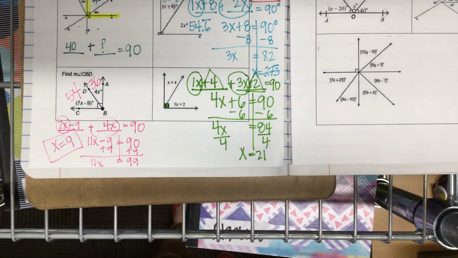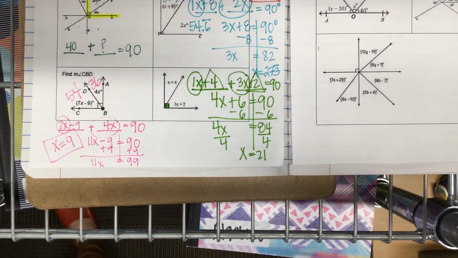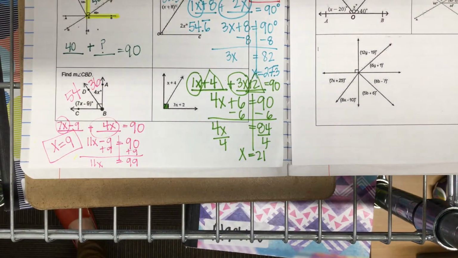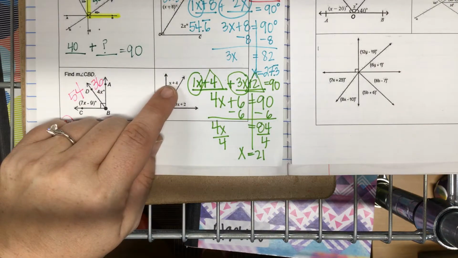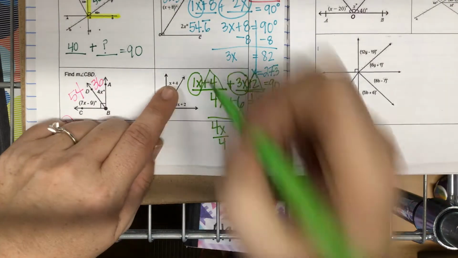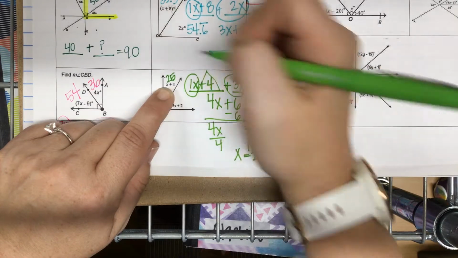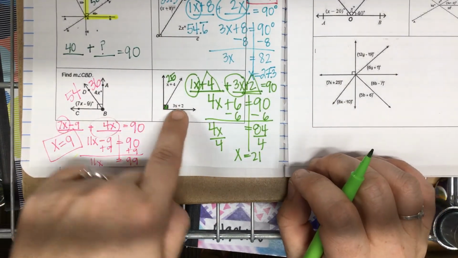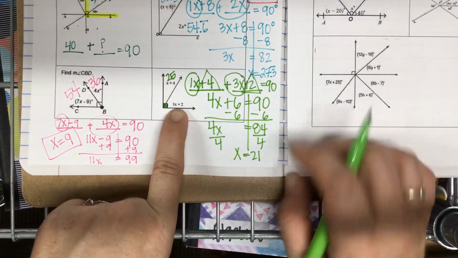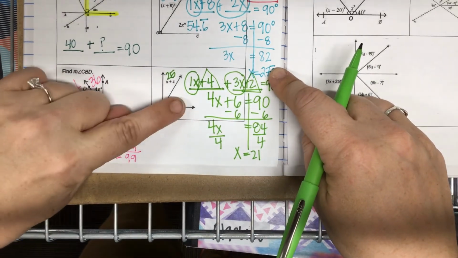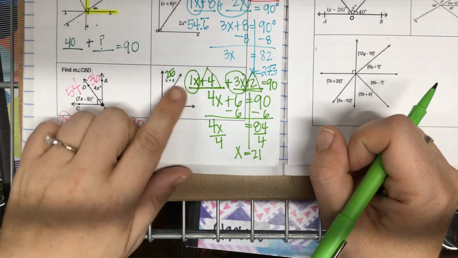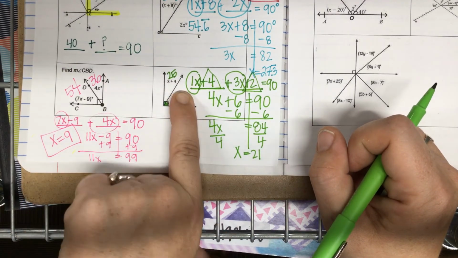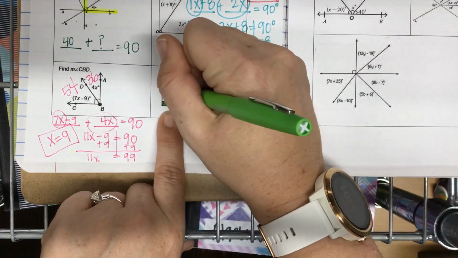Oh, finally I got my 21. I've been waiting. Am I done? No. What's this angle? That's 25. If you didn't want to substitute down here, could you do 90 minus 25 to find out the other angle? Yeah. So if this one's 25, what's the other angle? 65. Perfect.